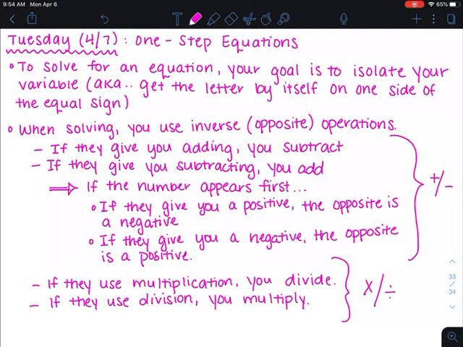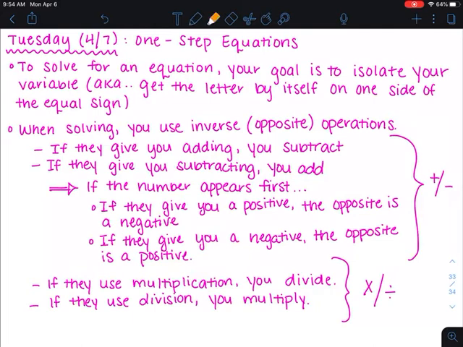When solving, you use inverse operations. They're also called opposite operations. So if they give you adding, you will subtract. If they give you subtracting, you add. If they give you a positive number, the opposite is a negative number. And if they give you a negative number, the opposite is a positive number.